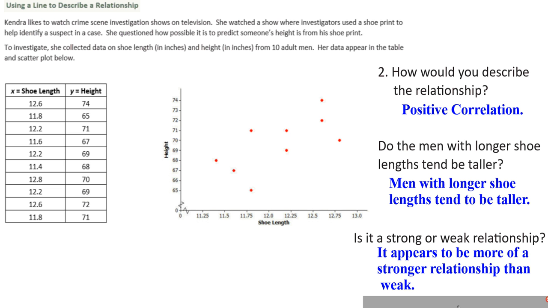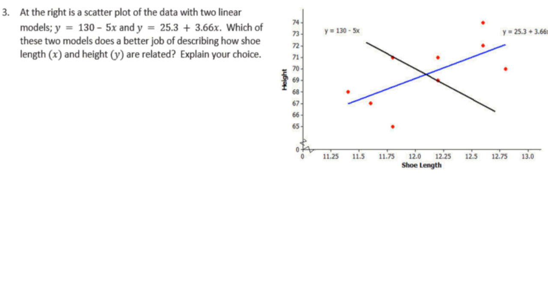Typically at this point, we want to try to come up with an equation to represent our data. Here at the right, there's a scatter plot of the data with two linear models. One model is y equals 130 minus 5x, denoted by the black line. The other model is y equals 25.3 plus 3.66x, the blue line. Which of these two models does a better job of describing how the shoe length and height are related? Again, would it be the black line, 130 minus 5x, or the blue line, 25.3 plus 3.66x?